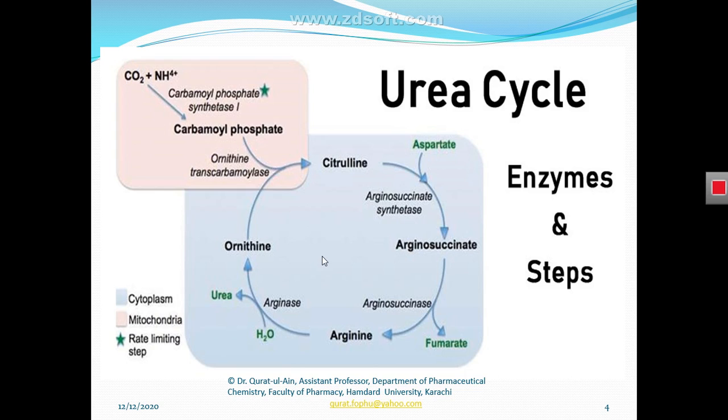A rate limiting reaction of a cycle or pathway is that reaction on which all other reactions of the cycle or pathway are based. So here, what is the rate limiting reaction? The conversion of carbon dioxide and ammonia into carbamyl phosphate, and the enzyme that catalyzes the rate limiting reaction is the rate limiting enzyme. So what is the rate limiting enzyme of the urea cycle? The enzyme carbamyl phosphate synthetase 1 is the rate limiting enzyme of the urea cycle.